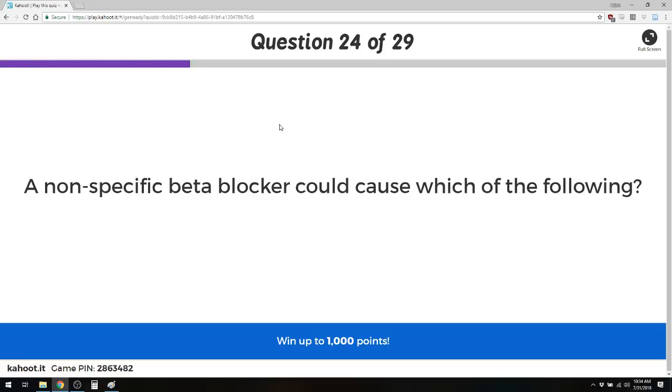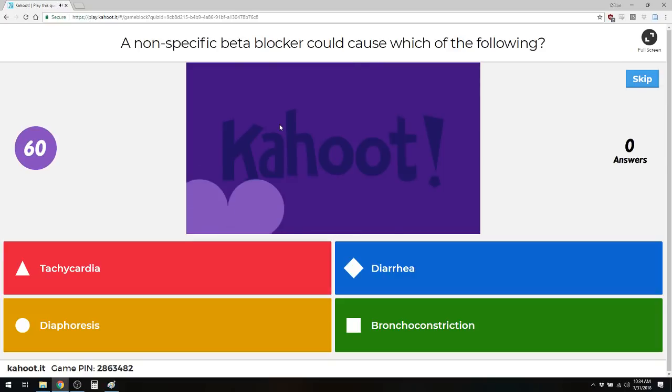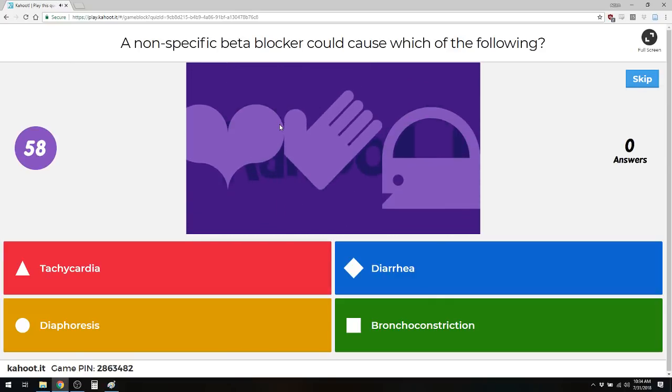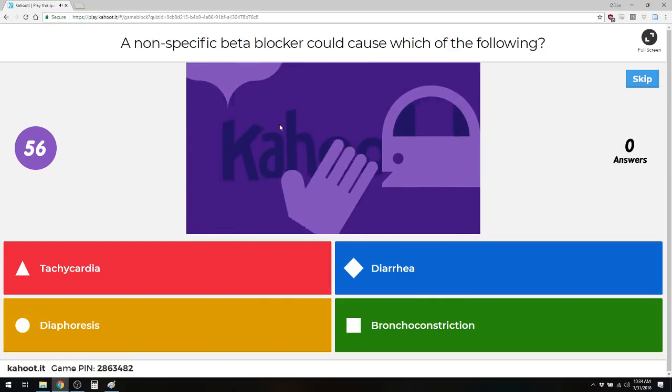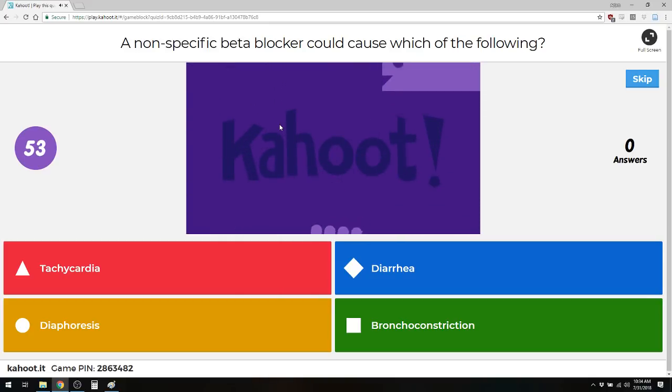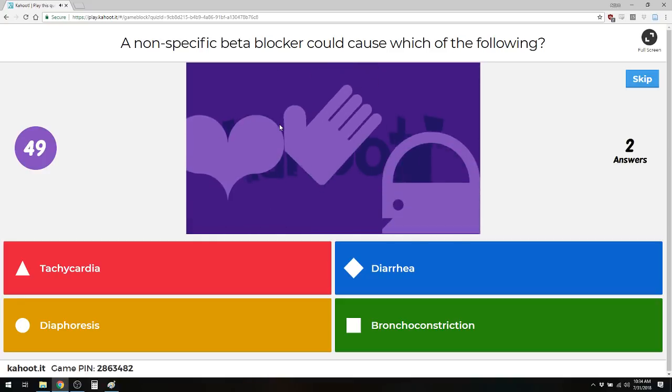A non-specific beta blocker, which means it affects beta 1 and beta 2, would cause which of the following? Tachycardia, diarrhea, diaphoresis, or bronchoconstriction? So I'm blocking beta 1 and 2 equally. It is a non-selective blocker.